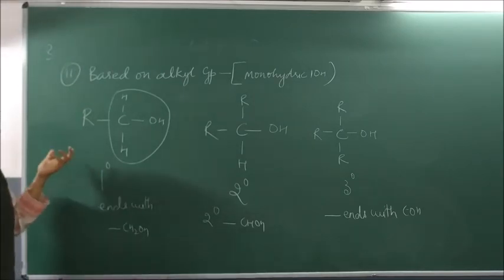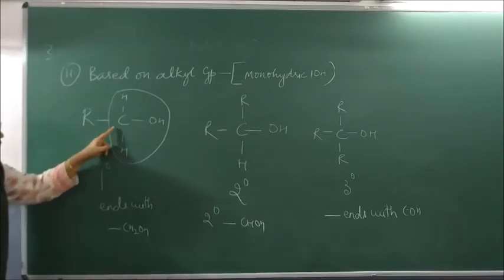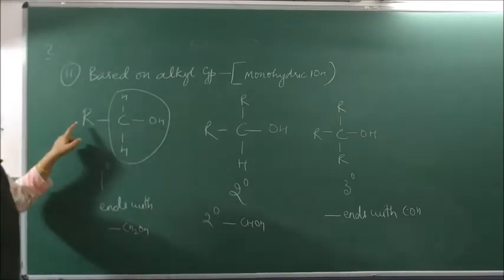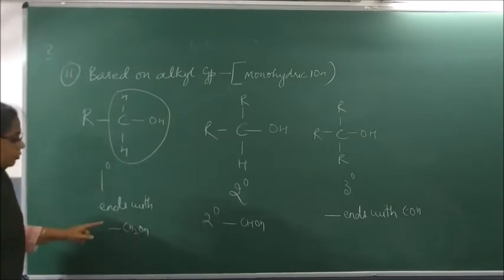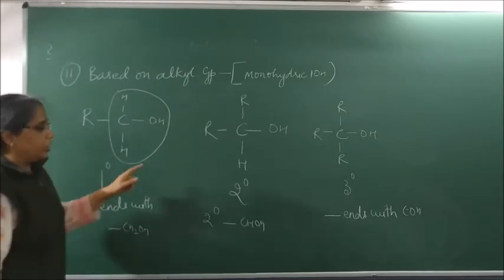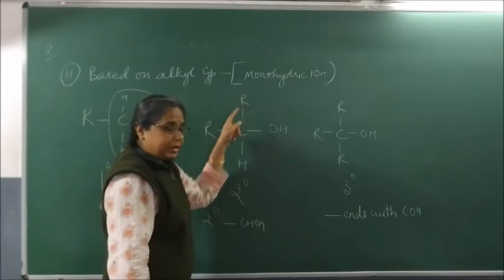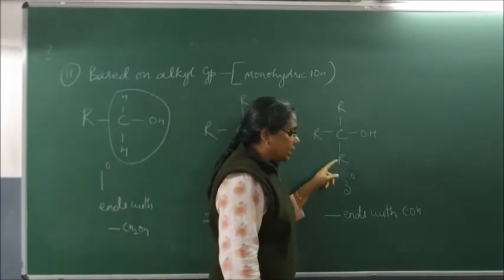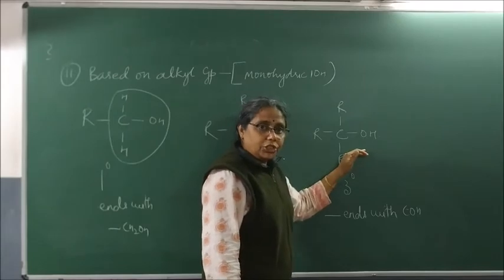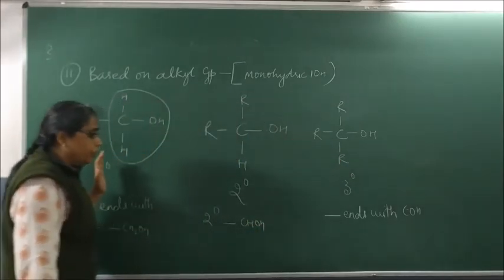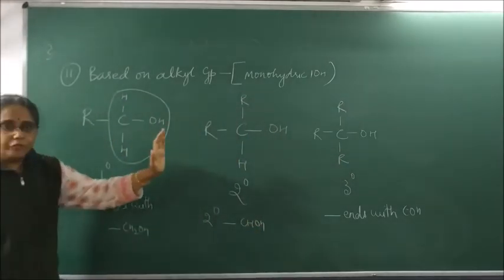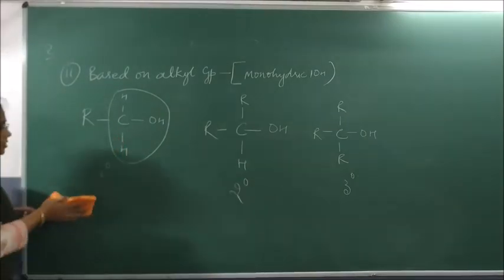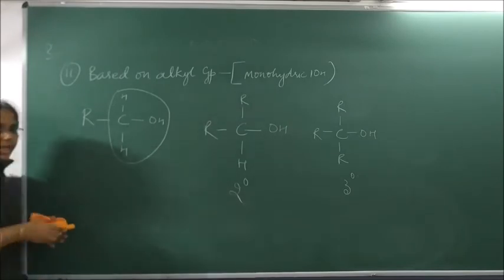Okay? So basically we need to find out if the carbon to which OH is attached is having only one alkyl group, then it is what group? Primary alcoholic group. If it has two alkyl groups, it is called a secondary alcohol, and if it has three alkyl groups, it is called tertiary alcohol. So we will write examples of each and even names of each. So, examples of primary, secondary and tertiary alcohol.